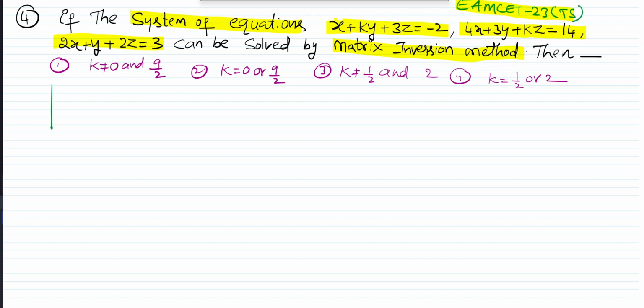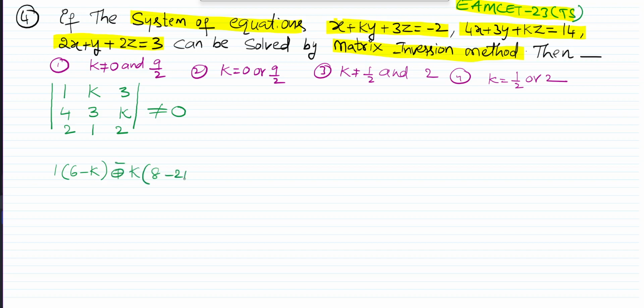The system is solved by the matrix inversion method, which means the determinant of the coefficient matrix is not equal to 0. Write down the coefficient matrix: first row 1, k, 3; second row 4, 3, k; third row 2, 1, 2. Find the determinant: 1 into (6 minus k), minus k into (8 minus 2k), plus 3 into (4 minus 6), that is not equal to 0. So 6 minus k minus 8k plus 2k square plus 3 into minus 2, that is minus 6.